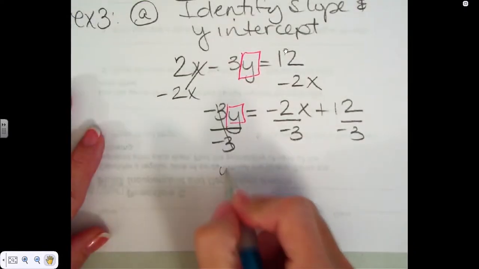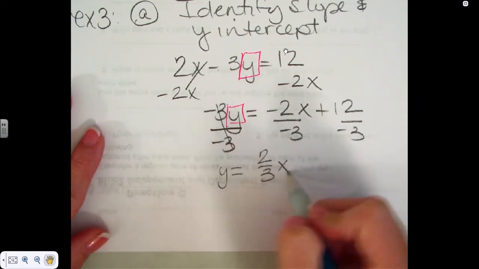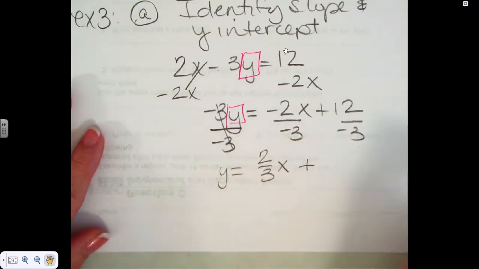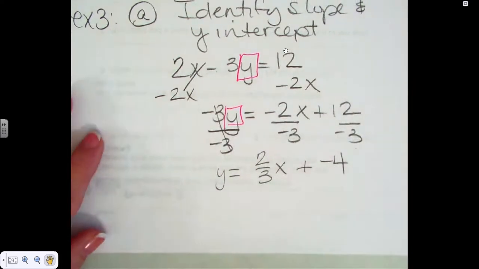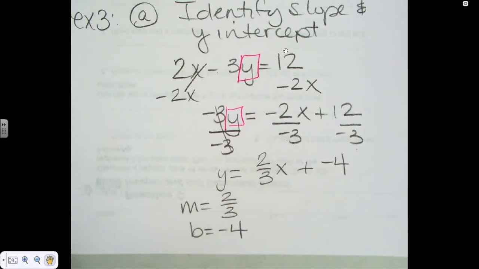So now clean it up. Negative 2 over negative 3 turns into a positive 2/3 x. 12 over negative 3 is a negative 4. Now it's in slope-intercept form, so I can identify my slope is 2/3, my y-intercept is negative 4. We'll do one more of those.